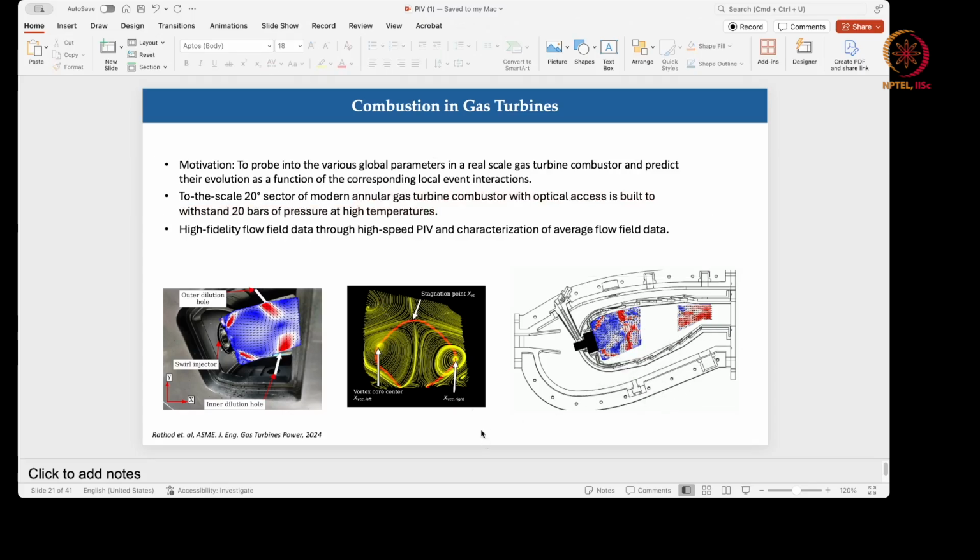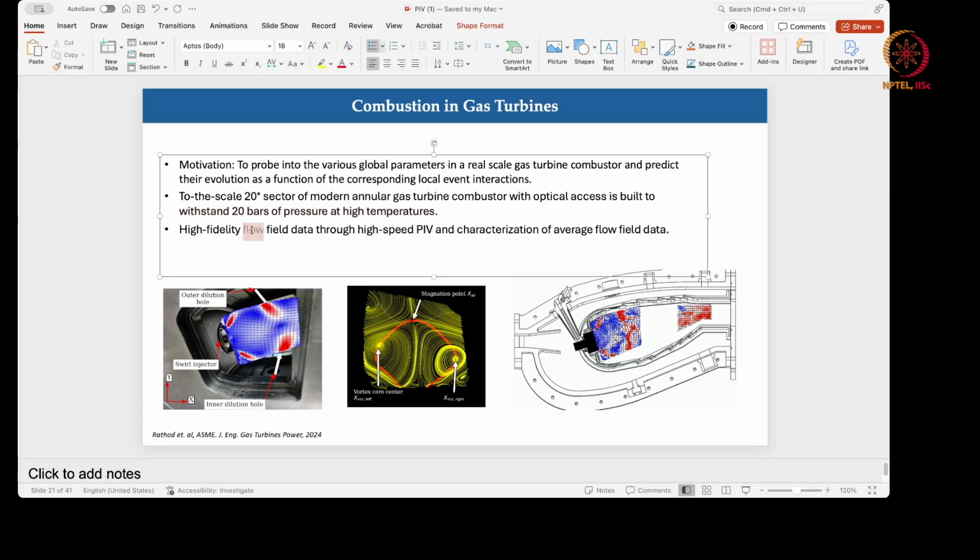You can see this is the combustor that is used for power generation, and also in your aviation. The aircraft has these combustors, for example. Okay, so you need to see the flow inside this combustor. So the motivation is pretty simple: to probe into the various global parameters in this real scale gas turbine combustor and predict their evolution as a function of the corresponding local event interactions. All right. So this is a 20-degree sector combustor with optical access built to withstand 20 bars of pressure.